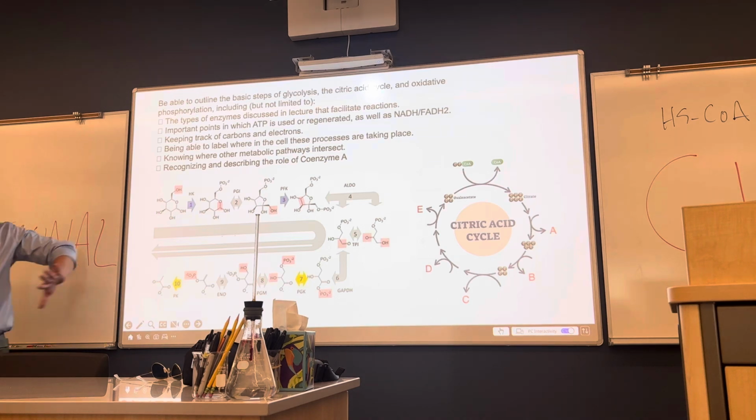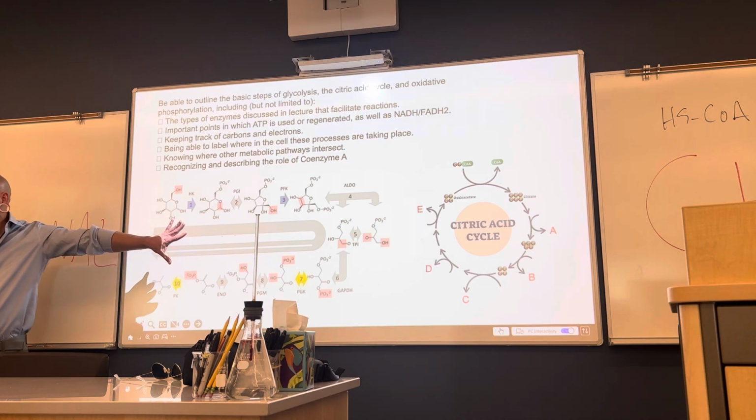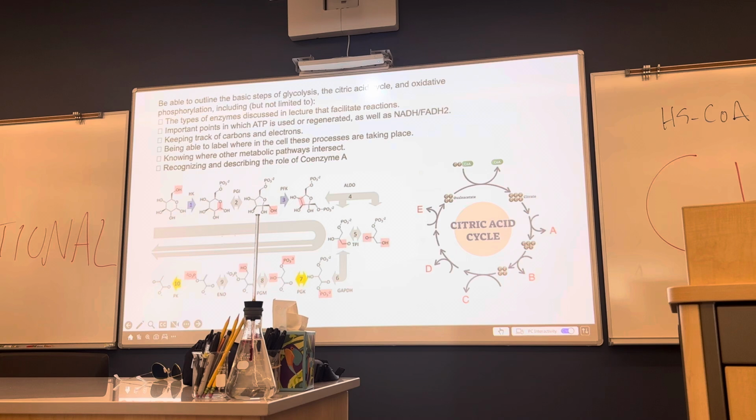Where does all of this happen inside the cell? Mitochondria? Lysosome? Endoplasmic reticulum? The nucleus? Come on, where's it happen? In the cytosol, right? No particular organelle. Glycolysis just happens in the cytosol, if you'll recall.